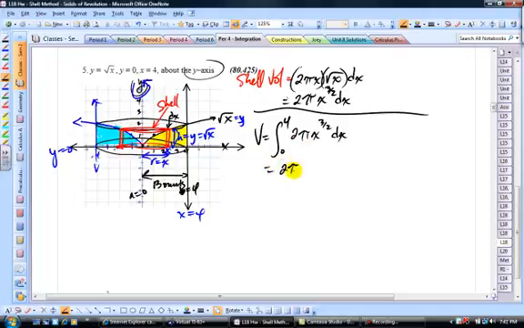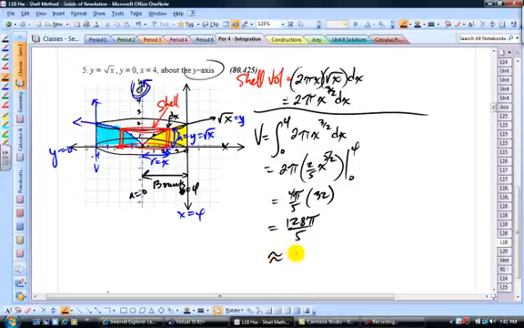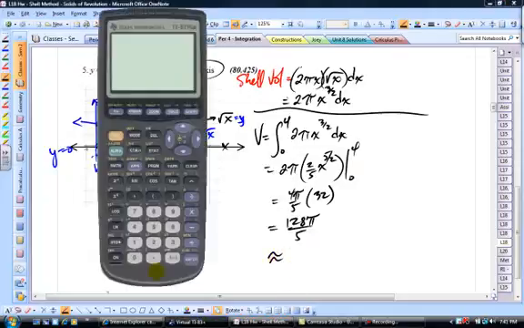So what we'll do is we'll take 2 pi times 2/5 times x to the 5/2. And we're going to evaluate that from 0 to 4. 2 times 2/5 is 4/5, so we get 4/5 pi times, the square root of 4 is 2, 2 to the 5th is 32. So 4 times 32 is 128, so you get 128 pi fifths. And that's approximately equal to, I don't know, let's figure that out.